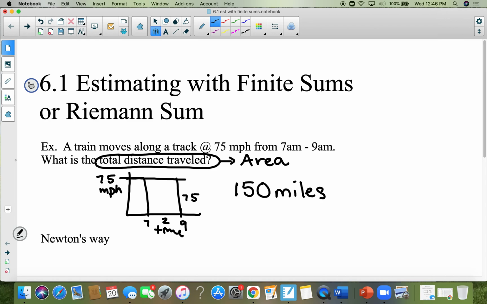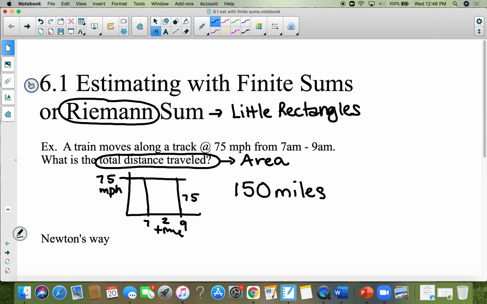The shapes that we are going to be studying throughout the rest of this calculus might look like this, or the shapes might look like this. And you have to find the area of those types of figures and not rectangles. And that's why they came up with using little rectangles. Riemann, a mathematician, used little rectangles to help you find the area.